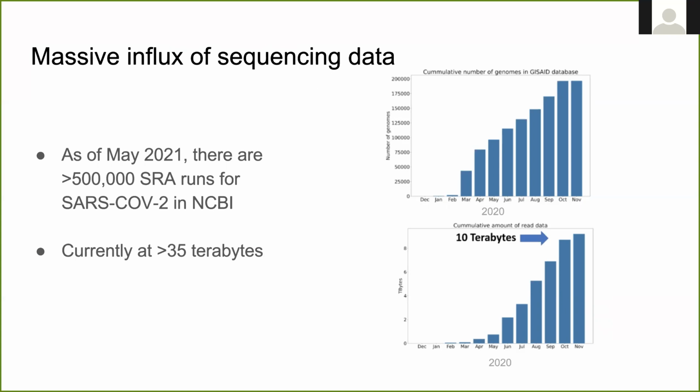And for other outbreak studies for viral genomes, there have been upwards of tens of thousands. So we can see quickly here, the size of the data set outpaced other viral transmission studies or data sets. And the size of that data set at the end of 2020 amounted to 10 terabytes. Now, as of May 2021, there's actually over 500,000 SRA runs for SARS-CoV-2 in NCBI, and actually over 1 million in GISAID. And that amounts to over 35 terabytes in NCBI, just for the 500,000 SRA runs.